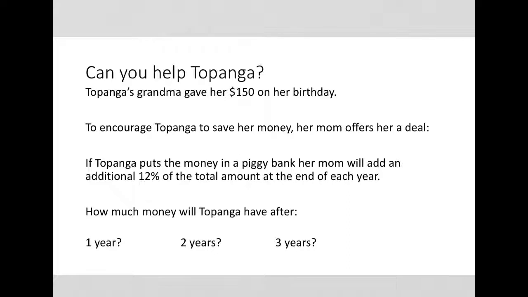So we've got a little bit of a situation here. Topanga's grandmother, lovely lady, decided to give Topanga $150 on her birthday. And to encourage Topanga to be a responsible young woman, her mother decided to offer her this deal. She said, "Topanga, dear, if you save that money and put it in a piggy bank, I will give you an additional 12% on the amount currently in the piggy bank at the end of each year."